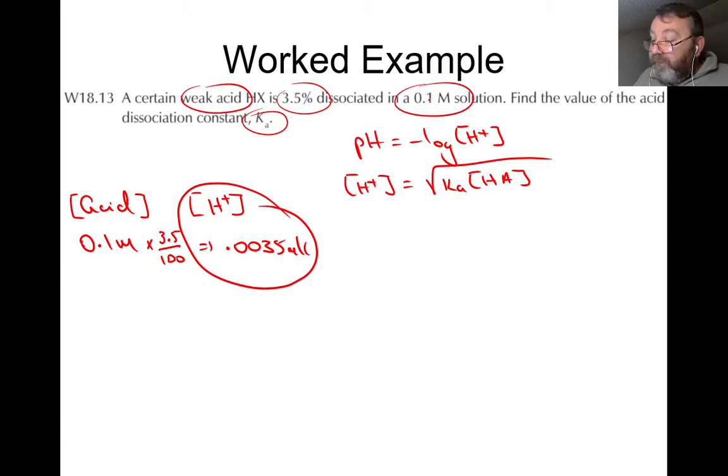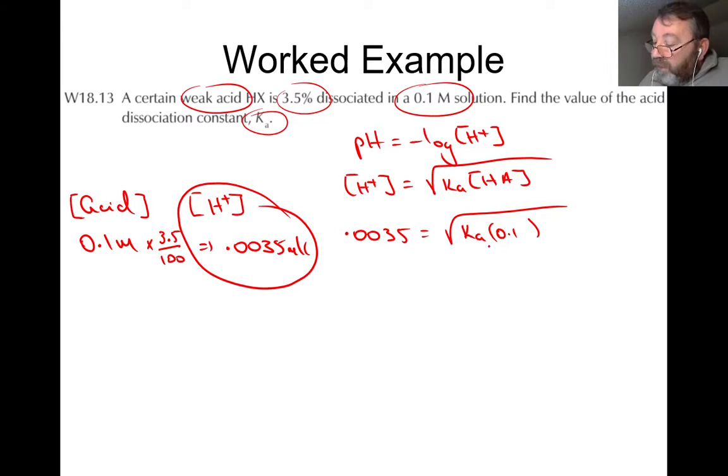So the acid, that's the original acid, is 3.5% dissociated. So if the acid is 3.5% dissociated, you multiply the concentration of the acid by 3.5%, that will tell you the concentration of H+. So now what do I have? Well, fill in everything I know. The hydrogen ion concentration is 0.0035. Ka is for me to find, and the concentration of the acid is 0.1.